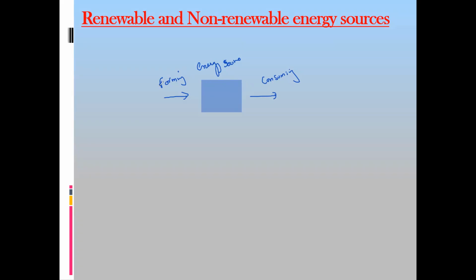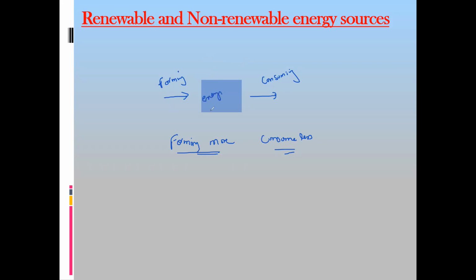For example, if the rate of formation of an energy resource is more, but we are consuming or using less, so if it is forming at a greater rate and we are consuming less, it means that kind of energy source is known as a renewable energy resource. So that's a simple technique to identify whether an energy source is renewable or non-renewable.